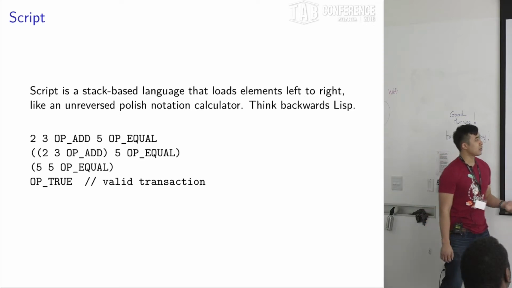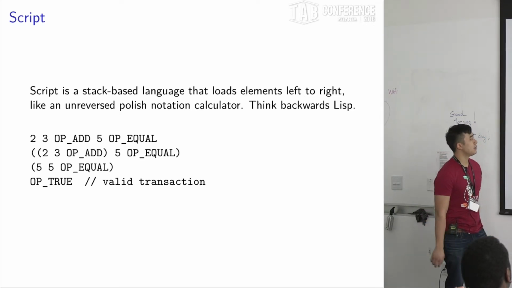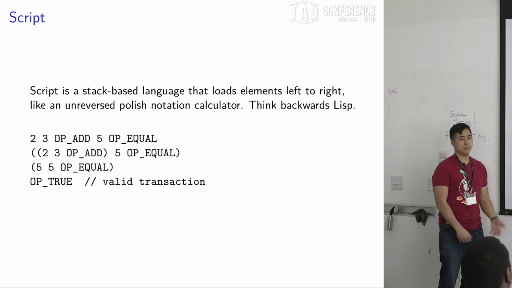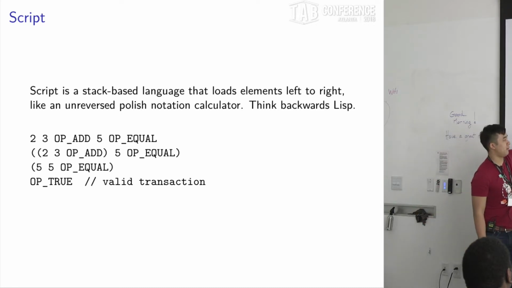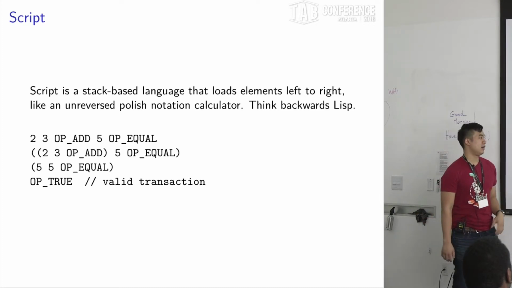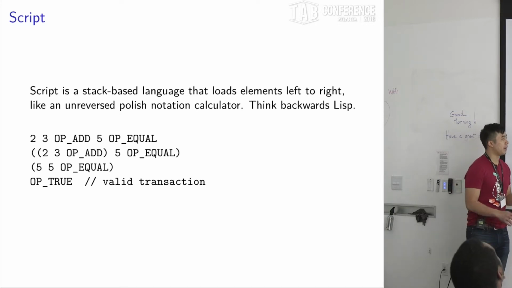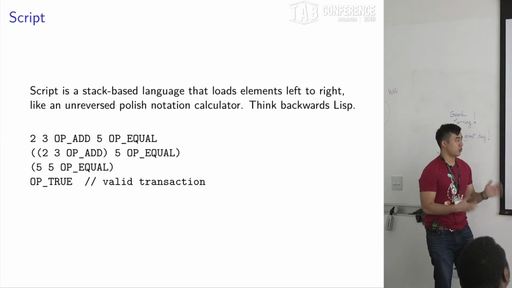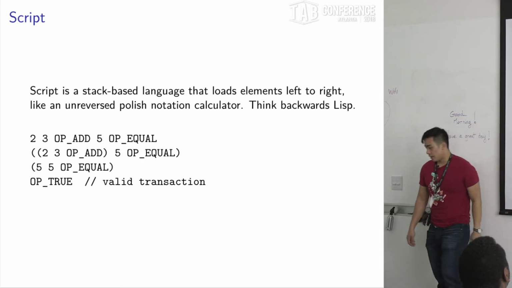Basically, how does this work? 2 and 3 go onto the stack, right? And then when we push this function onto the stack, op add, it pops both of its parameters, gets 5, right? Now we have a 5 and 5. And those get pushed onto the stack, my bad. And then as soon as this gets pushed onto the stack, we evaluate everything, run the function into optrue.